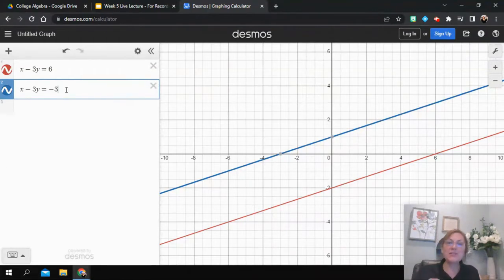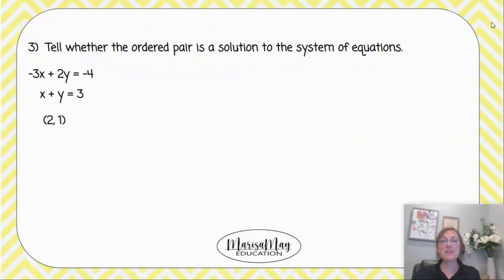So I want you to use this Desmos tool to help you check your solutions. It's a very powerful tool. We're going to talk about 2 other methods, though, that I think are going to help you when you're solving a system of 2 equations. But before we jump into those 2 methods, I want to do just a quick way for you to check to see if an ordered pair is a solution to a system.